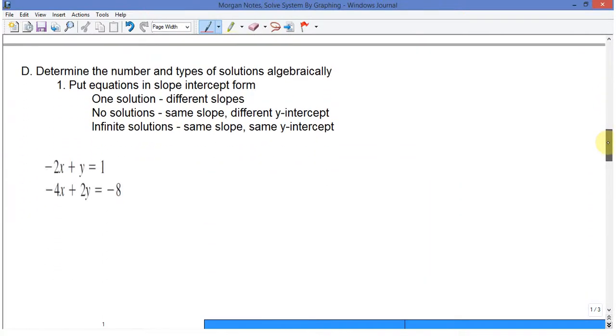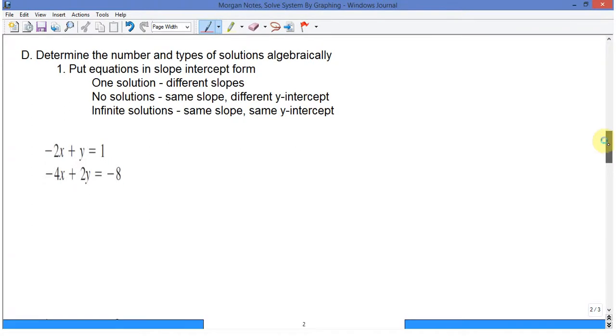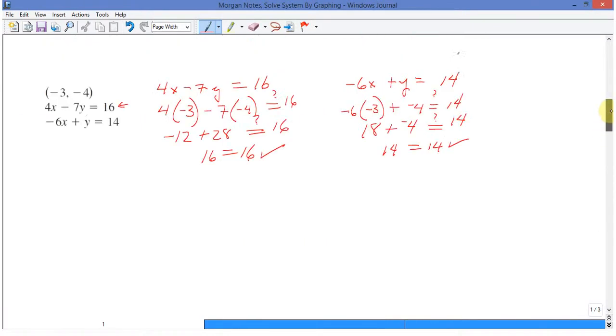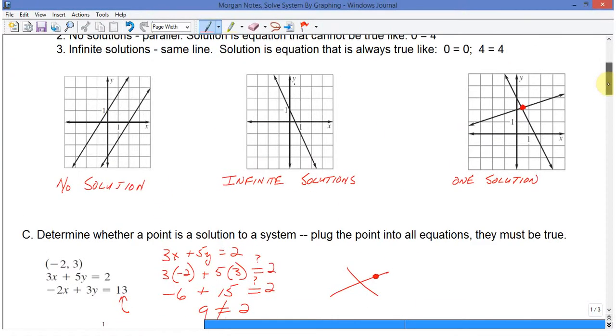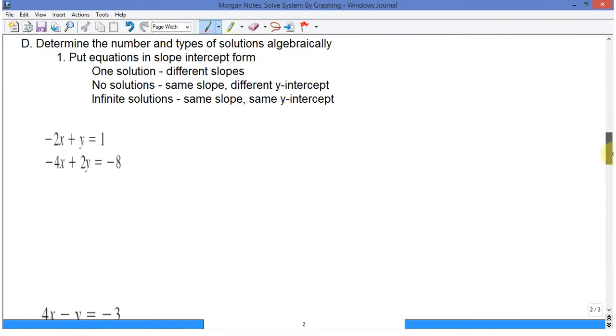Now, sometimes we're not actually going to be looking for the solutions. We may have the type of problem that just says determine the type and number of solutions. So what we're looking for is, what type? Do we have no solution, infinite solutions, or one solution? And we don't want to graph them, we just want to do that algebraically. And what we need to do is put the equations in slope-intercept form.